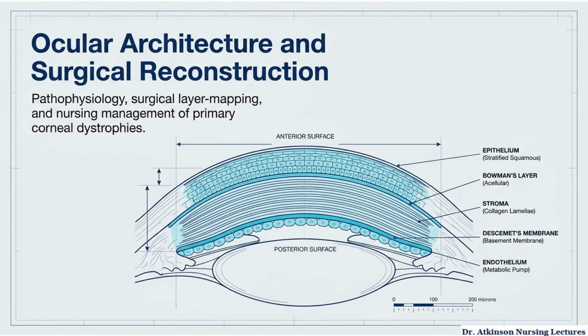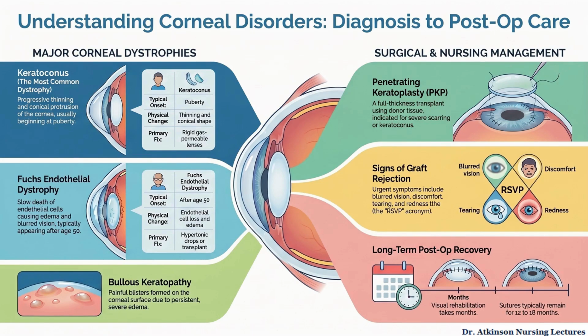Before we talk about corneal disorders, we need to understand the normal corneal layers. From front to back, the cornea includes the epithelium, Bowman's layer, stroma, Descemet's membrane, and the endothelium. The stroma provides structural strength, while the endothelium acts as a metabolic pump to keep the cornea dehydrated and clear. Damage to different layers produces different disease patterns and determines which surgical reconstruction technique is needed.